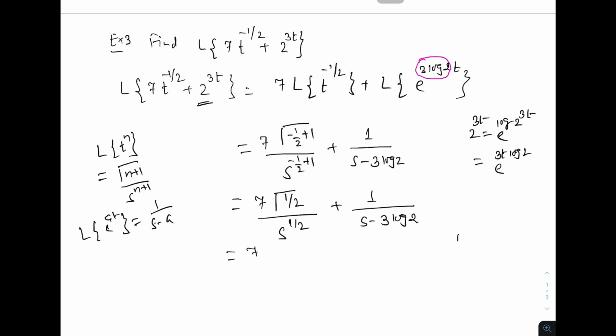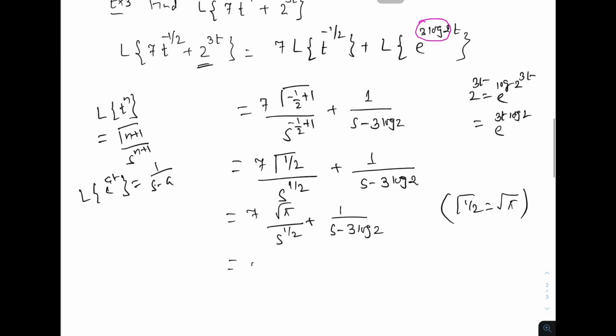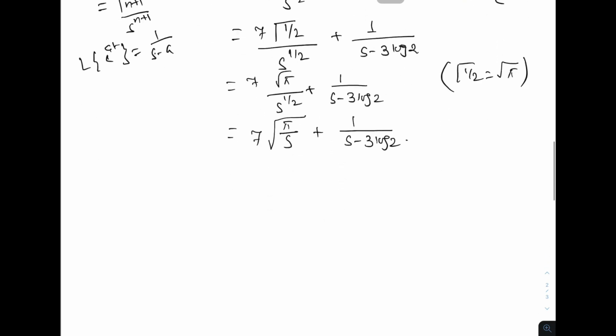Now we know the standard value of gamma half is root pi. So this is 7 root pi over s power 1 by 2 plus 1 over s minus 3 log 2, or we can say this is equal to 7 root of pi over root s plus 1 over s minus 3 log 2. Let us take one more.